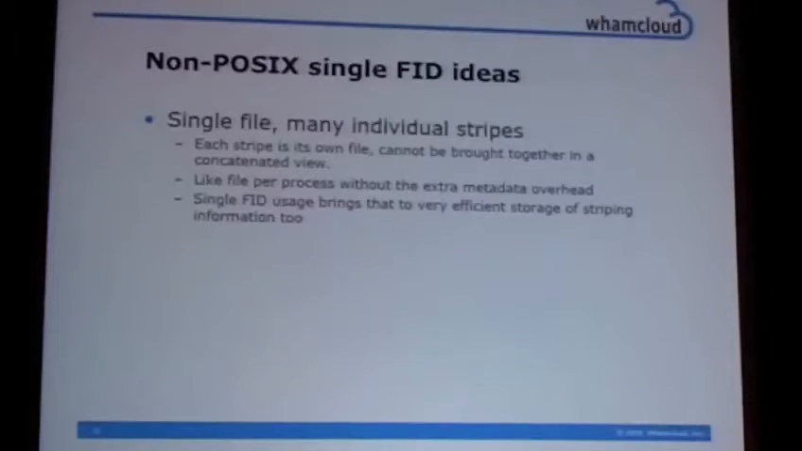Also, an extension of this idea is a non-POSIX separate stream in a single file. So essentially each object in a file would represent a separate stream, and there would be no easy way to join those streams together to get a consistent file view. But individual application threads would be able to open just a single file and their own stream in there and write to it just like in a file-per-process manner.